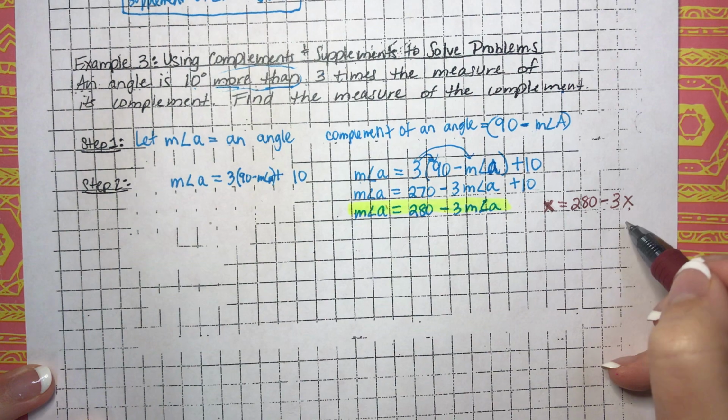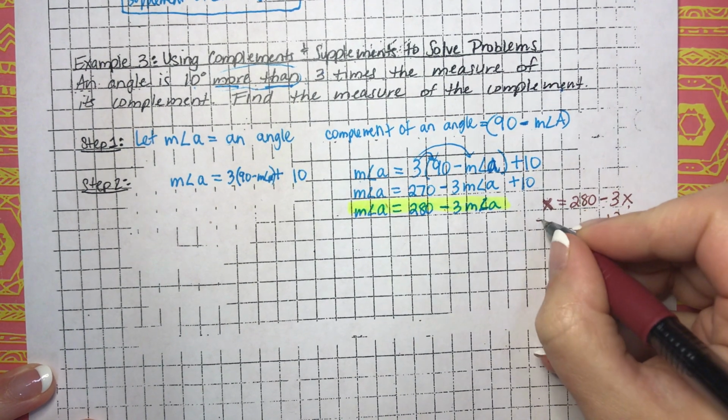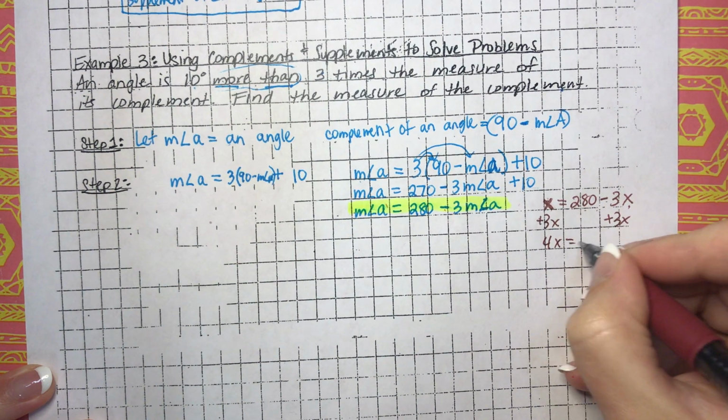We have variables on both sides. This one is already isolated, so I'm going to move this one over. You're going to add 3x to both sides and you get 4x equals 280.